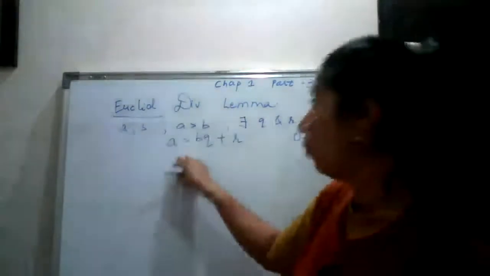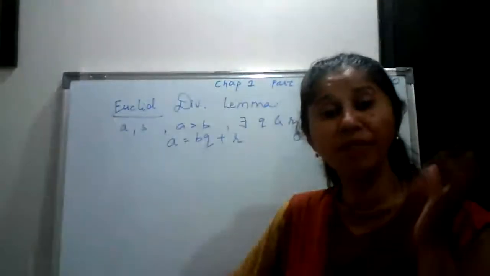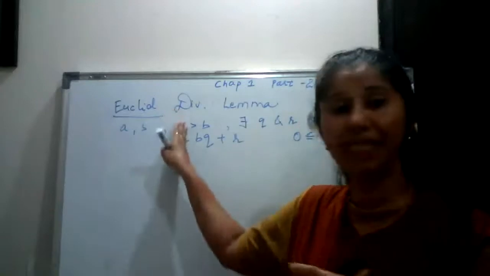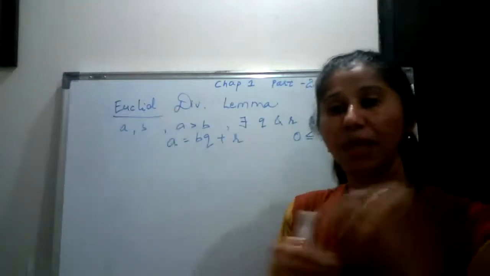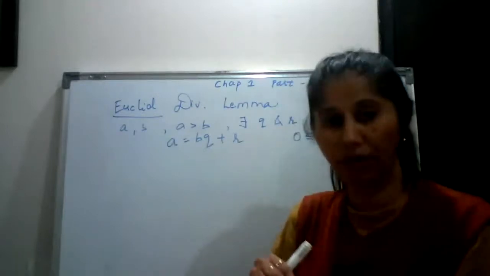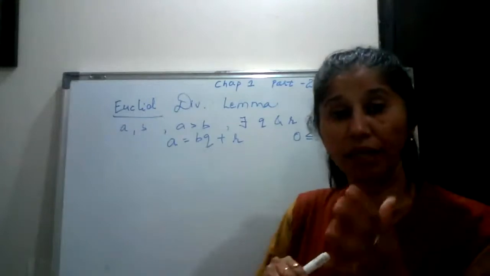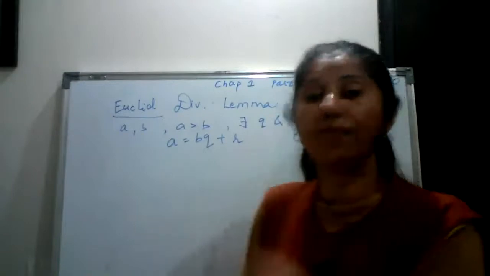Then we have one more application of this, which is called Euclid's division algorithm. Why algorithm? Because using the lemma, we will follow certain steps, and those steps will help you to find something. That is what is called Euclid's division algorithm. And what will it help you with? It will help you to find out the HCF of the numbers.